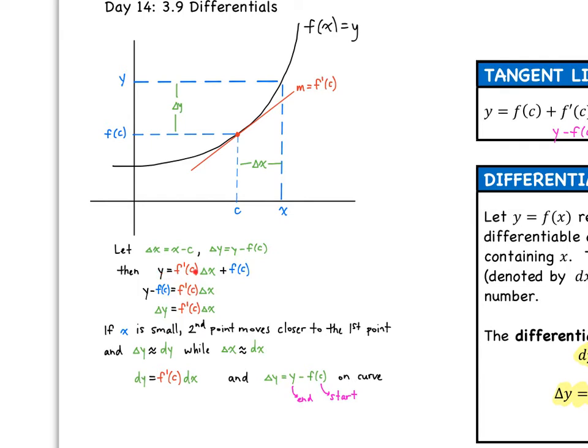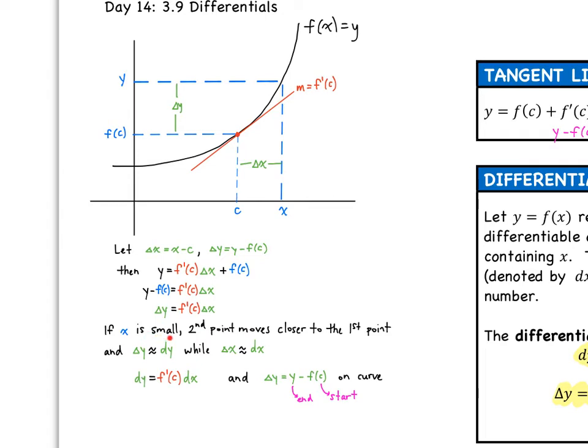So we could say y is equal to f prime, that's our slope, times delta x plus f of c. So that's just using our point slope formula. If we subtract f of c, we have y minus f of c equals f prime of c times delta x. Again, delta x is x minus c. And then another way we could denote y minus f of c, we said, was delta y. So delta y equals f prime of c times delta x.